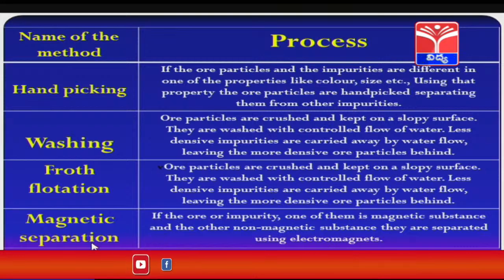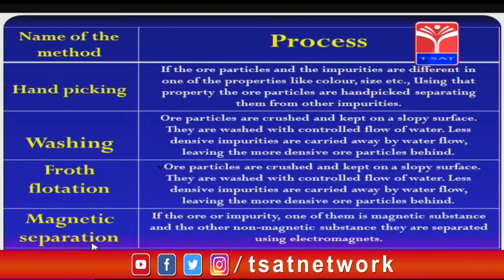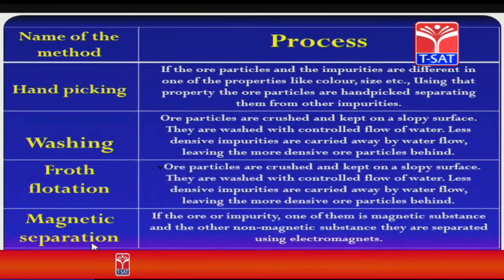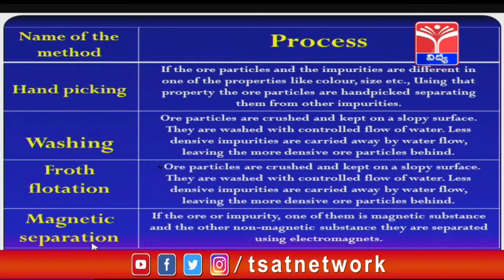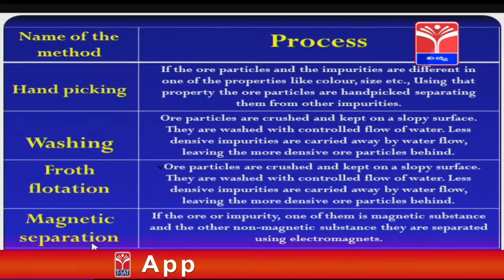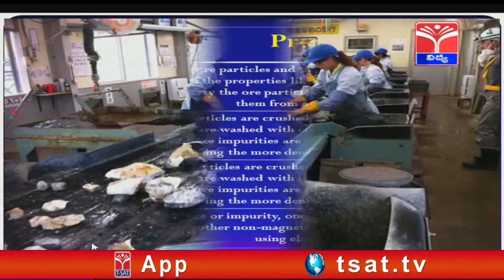Next, magnetic separation, this also can be used for ore dressing. If the ore or the impurity, one of them is a magnetic substance, as I told you, mostly the ores which contain iron or the metals which get attracted by the magnet can be separated by using this magnetic separation. So, if one of them is magnetic and the other one is non-magnetic, then this method can be used for ore dressing.